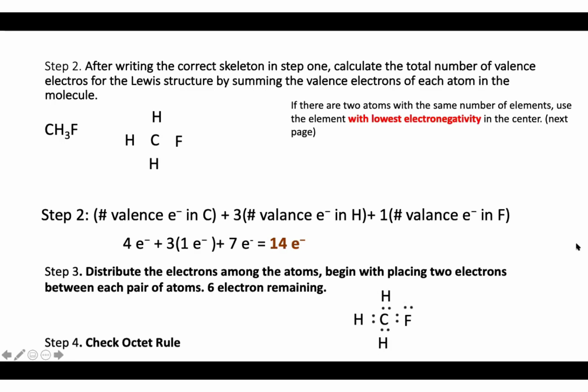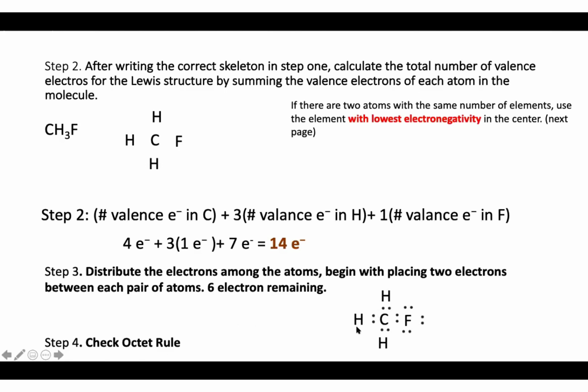Then, how many did I use? I used 8 of them, right? So 6 electrons are remaining. The rest cannot go around hydrogen, right? Because hydrogen already has 2 electrons, it is already full. The rest should go to the fluorine to reach octet rule, because fluorine is the one that did not reach octet rule.